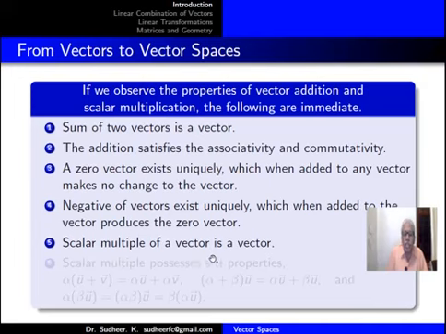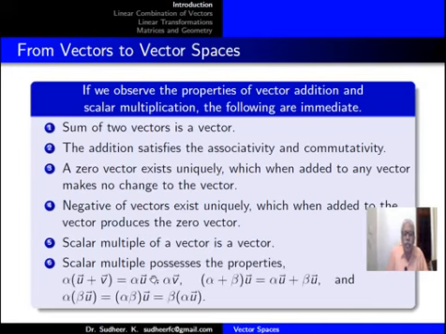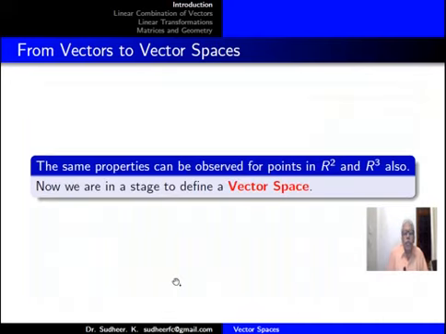Scalar multiple of a vector is a vector. Scalar multiple possesses the properties: alpha multiplied to (u plus v) equal to alpha u plus alpha v. (Alpha plus beta) multiplied to the vector u is equal to alpha u plus beta u. And alpha multiplied to (beta u) is equal to (alpha beta) multiplied to u, and that is equal to beta multiplied to (alpha u). The same properties can be observed for points in R2 and R3 also. So, we are in a stage to define a vector space.